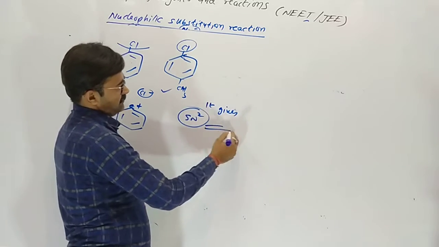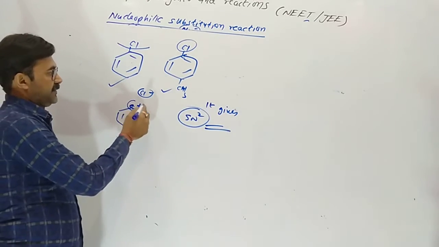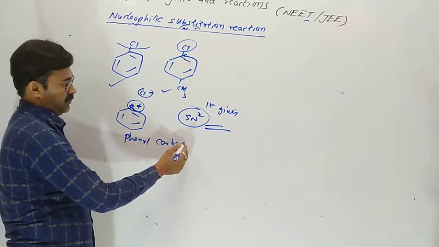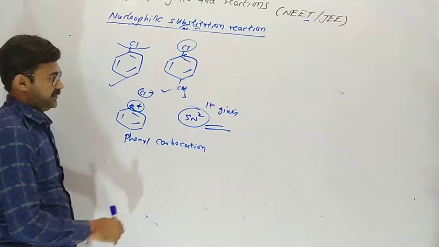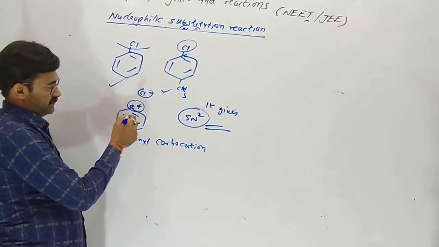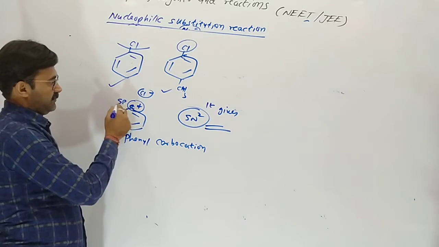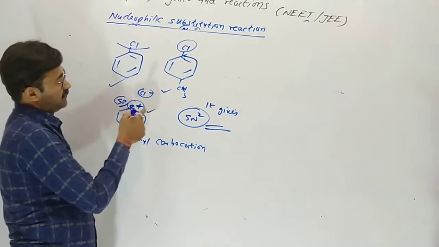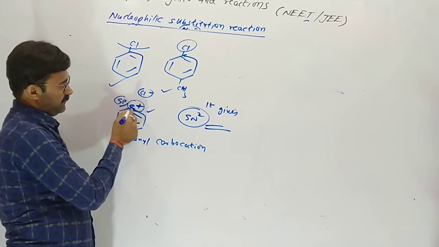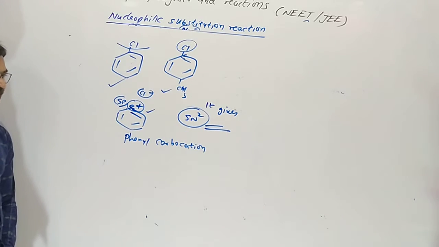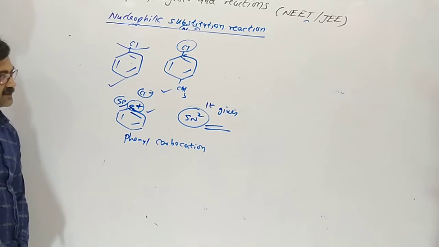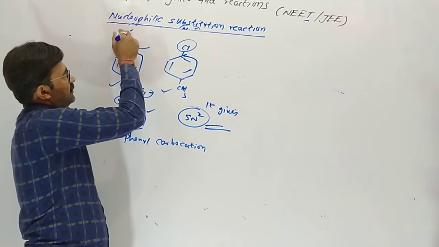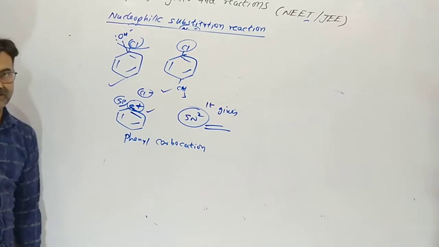Why? After removal of chlorine, it becomes a phenyl carbocation, which is highly unstable. Now this carbon is sp hybridized, so it should be negative, but it has a positive charge. The double bond carbon having positive charge is highly unstable, so it never gives SN1.